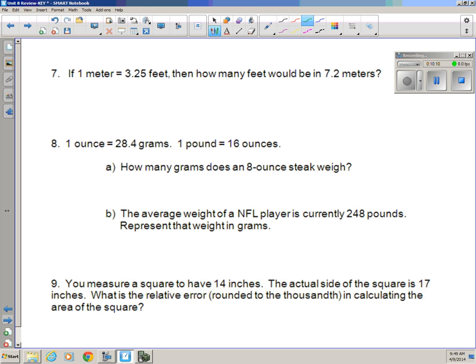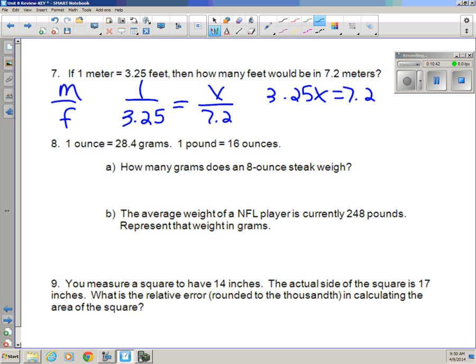Okay. Next one. We didn't do this unit, but it's something that you should be able to figure out. It's just conversions. If 1 meter is 3.25 feet, then how many feet in 7.2 meters? It's just a proportion. 1 meter is to 3.25 feet as x meters is to 7.2 feet. Cross multiply and solve. So you get 3.25x equals 7.2. We just cross multiplied. Divide both sides by 3 1/4.